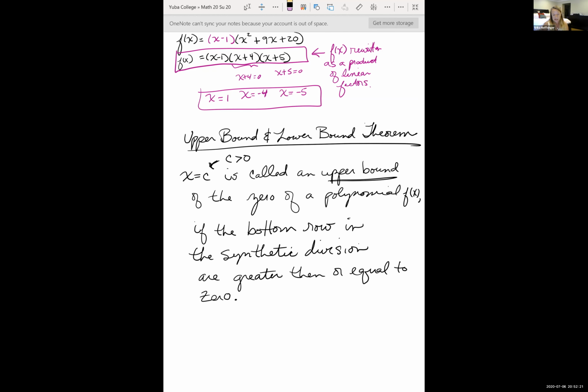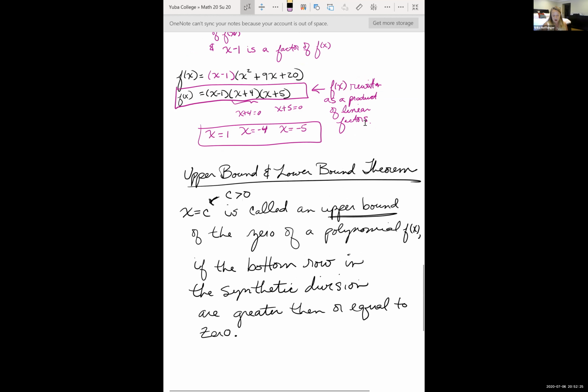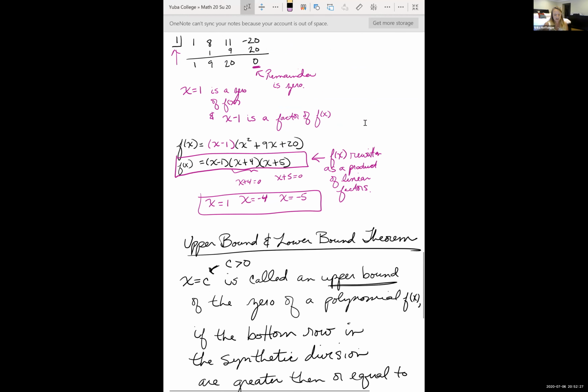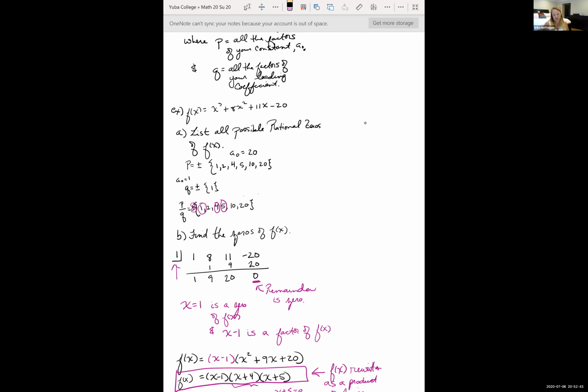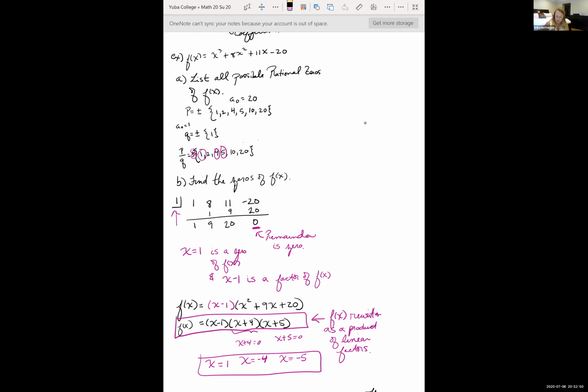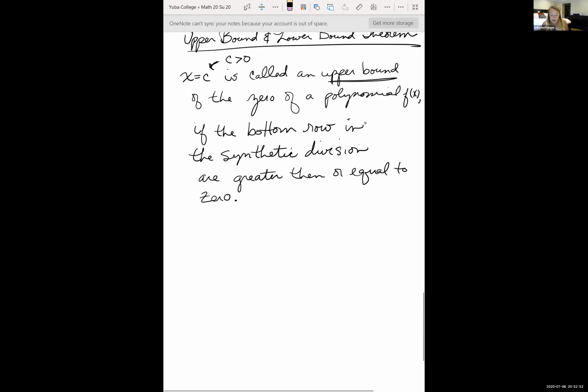So notice back here when we did that synthetic division, that bottom row was all positive numbers. So 1, 9, 20, those are all positive numbers, and 0. So that would have flagged me right there. I wouldn't have to test any numbers that were bigger than 1. That would have gotten rid of a huge number of values that I would have to test. I know now that I would start testing negative numbers. So that's what the upper bound theorem says.